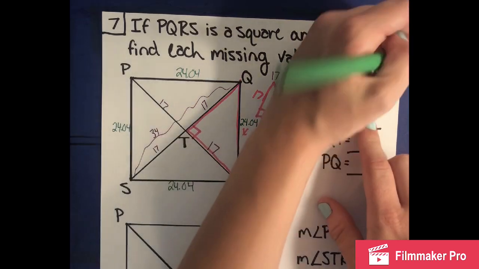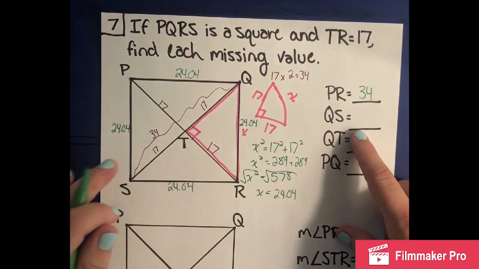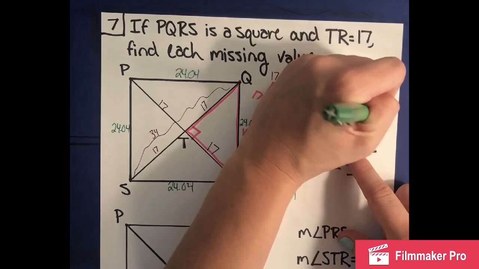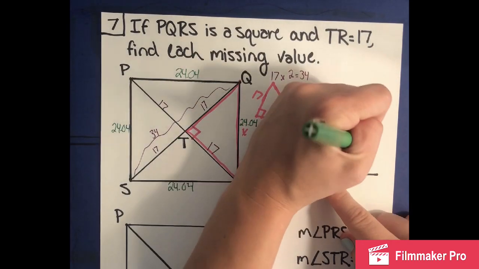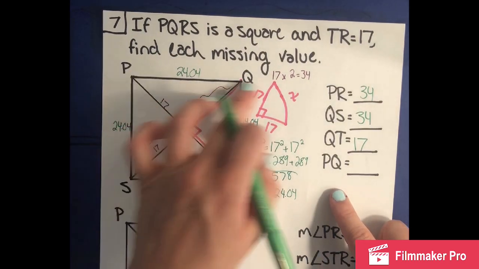PR, full length is 34, we decided. QS, also 34. QT, PQ.